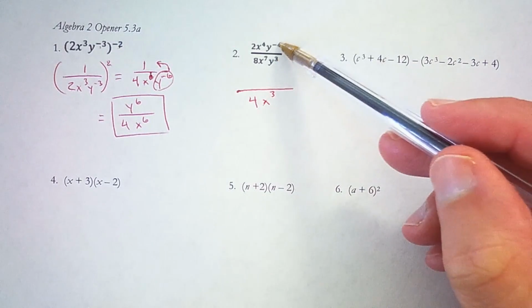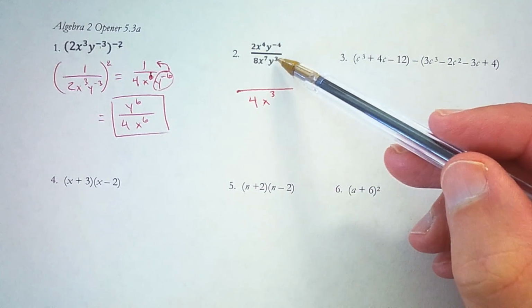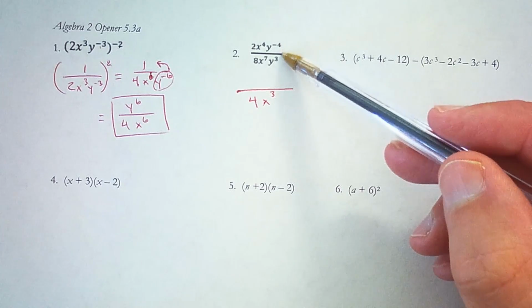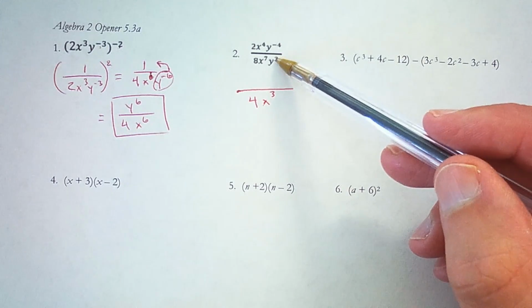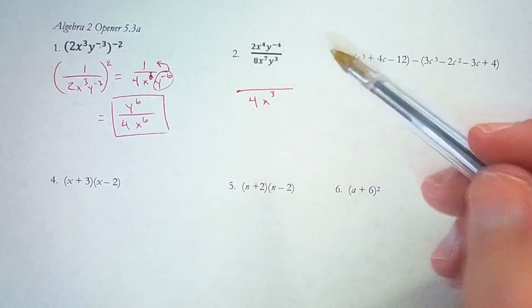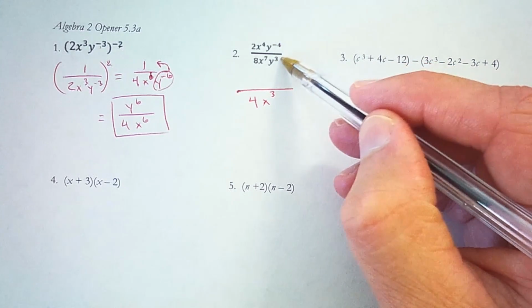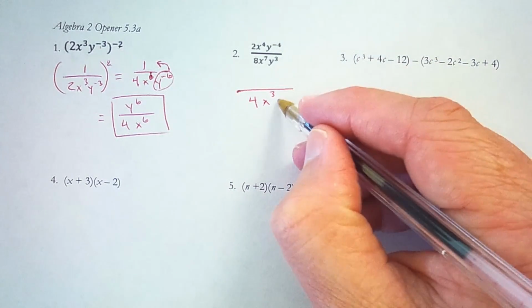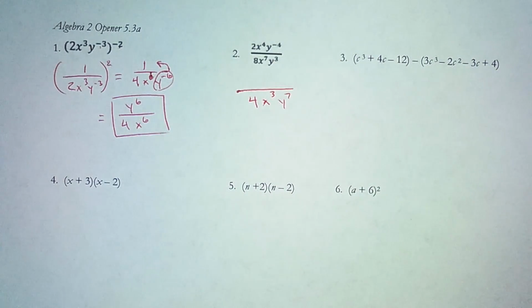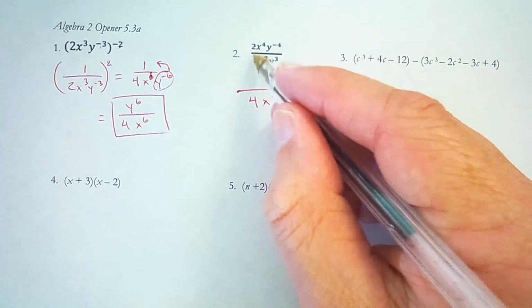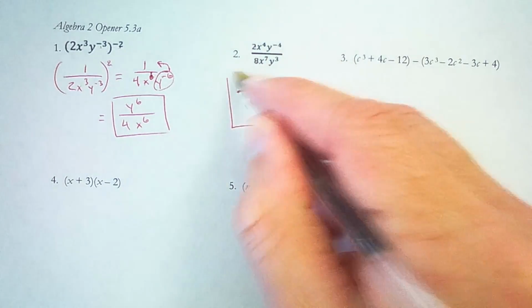Then we have y to the -4th over y to the 3rd, and the 3rd is bigger, so once again we are going to subtract into the denominator, so that's 3 minus -4, or 3 plus 4. When I move this down, it changes signs, so 3 plus 4 is 7, so we have y to the 7th power. And nothing is left in the numerator, so I'll need the 1 from that 1/4 we got from simplifying 2 over 8.